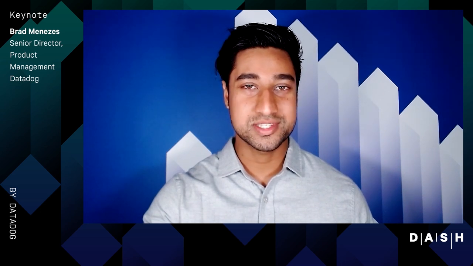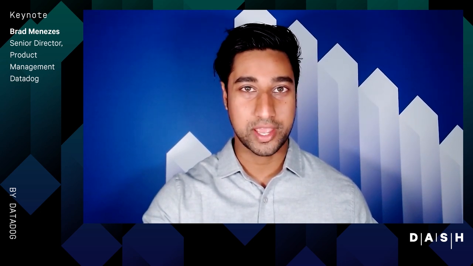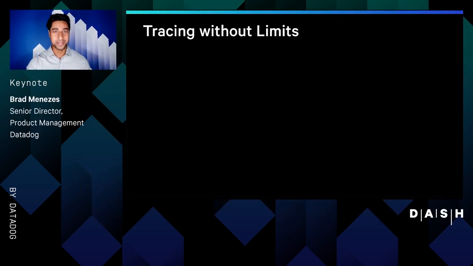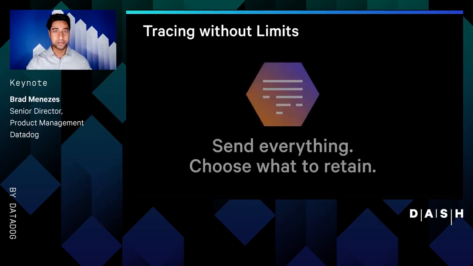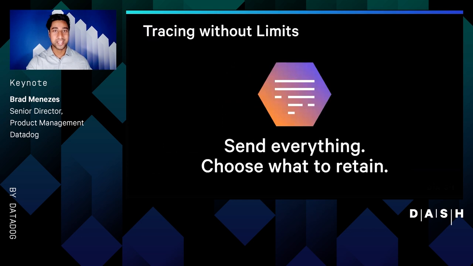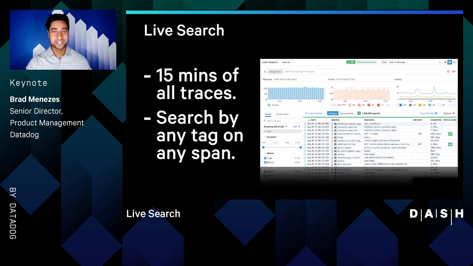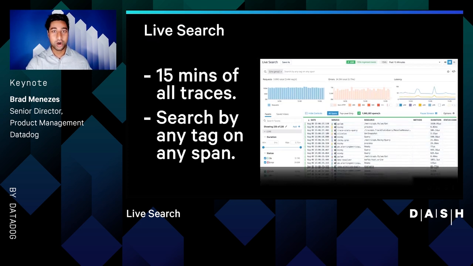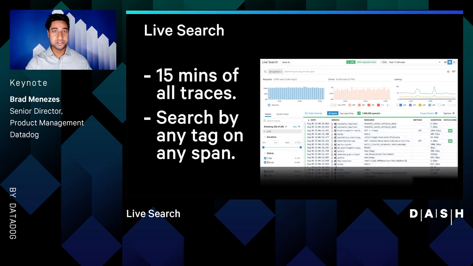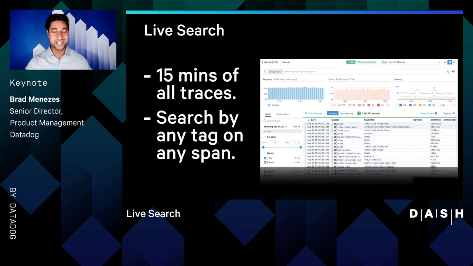Last year, we announced a major evolution of Datadog APM, tracing without limits, which allowed you to send everything and choose what to retain. Well, today I'm excited to announce a major upgrade to tracing without limits. Live search. Live search allows you to search across all your distributed traces in the last 15 minutes. And you can search by any tag on any span. And since there's no sampling, you have all your tracing data at your fingertips during an outage or a performance investigation.